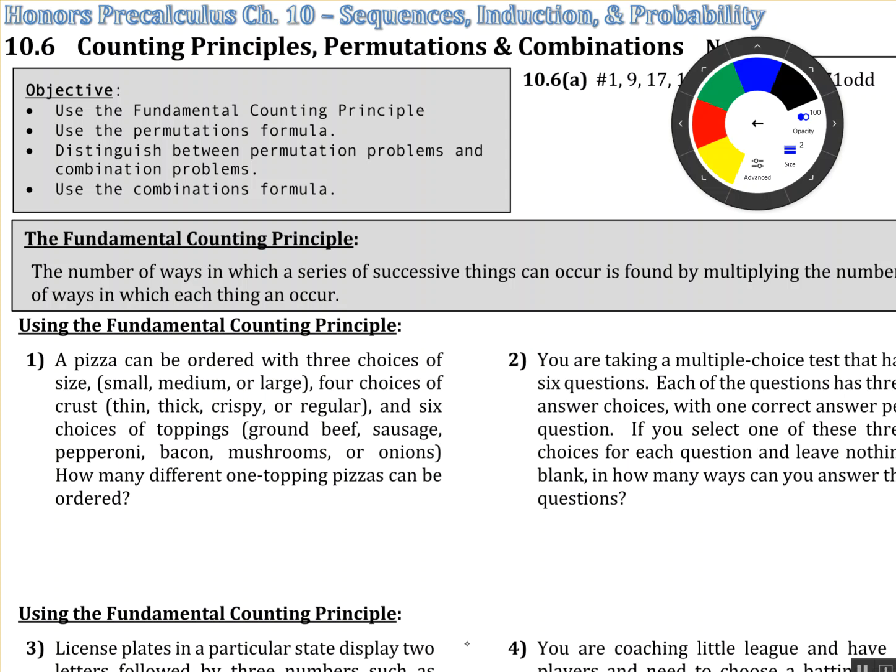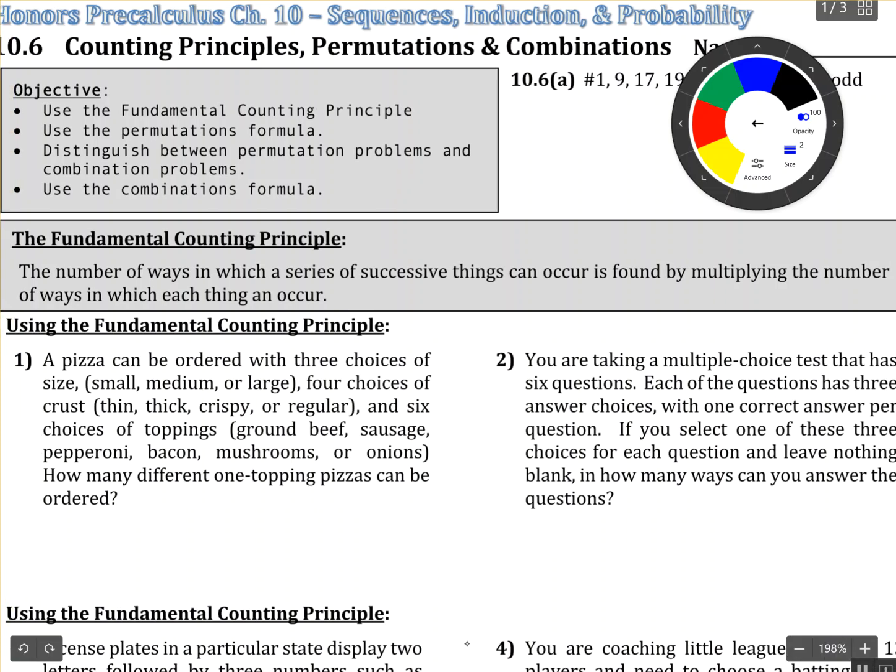So this section is all about basically counting. It's combinatorics. I'm sure everybody knows how to count, but this is all about how we can count large numbers of things. Back earlier in the year, we talked about passwords. That is kind of an example of where this principle comes into play. All right, so let's just go ahead and get to it.